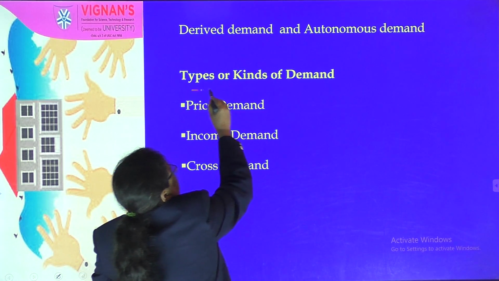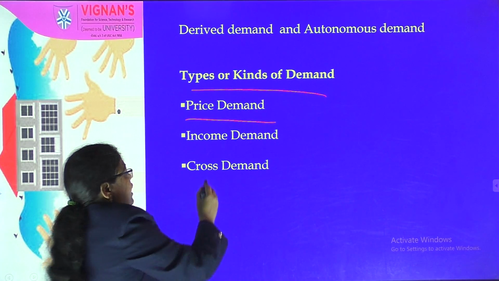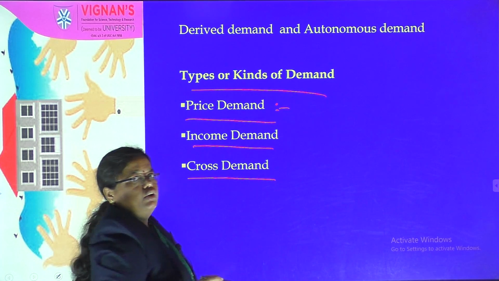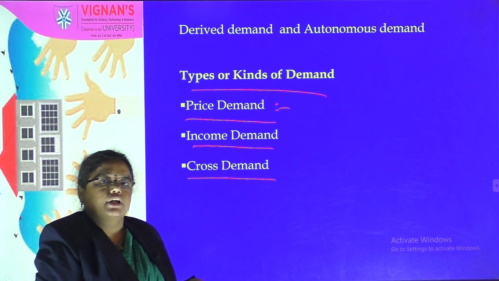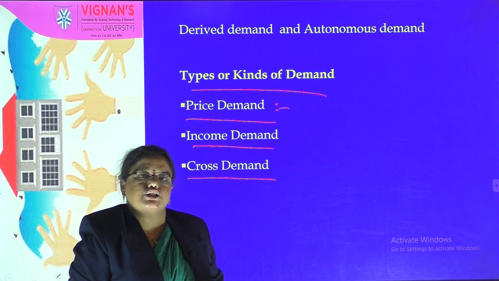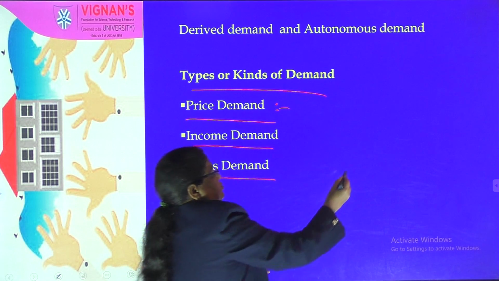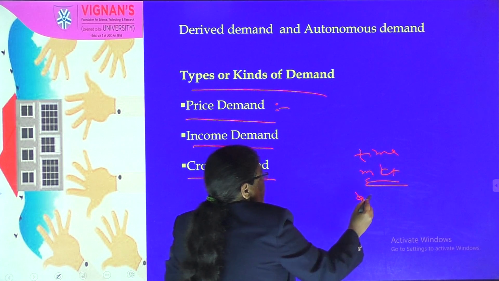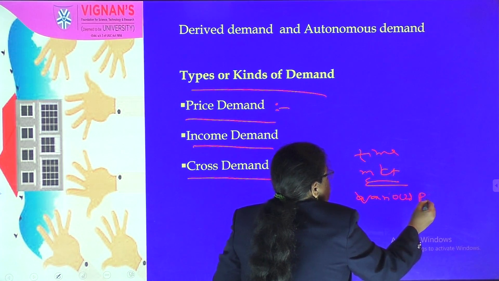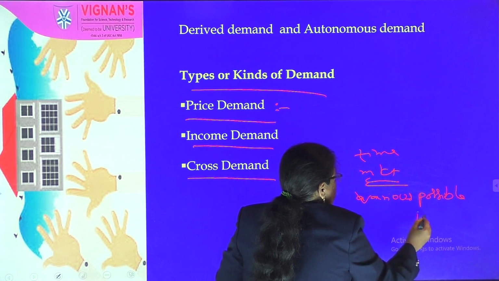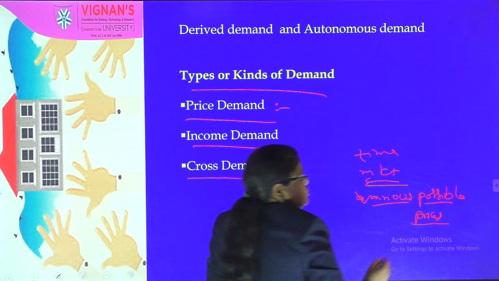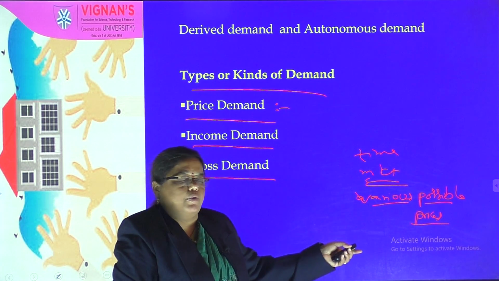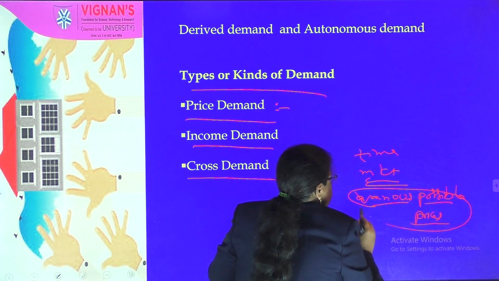Types or kinds of demand: price demand, income demand, cross demand. Price demand is almost similar to individual demand or general demand. That means various quantities of the goods purchased in a given period of time and in a given market at various possible prices comes under price demand.